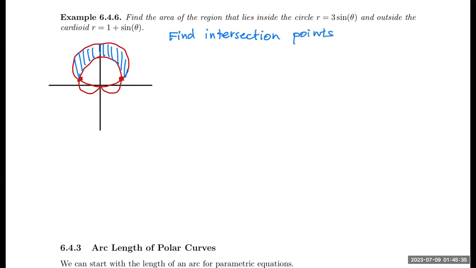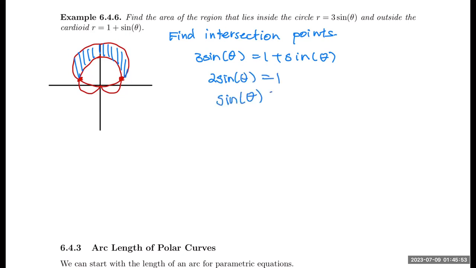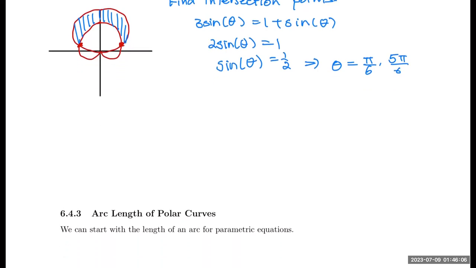So we have to set the two functions equal. So we have 3 sine theta equal to 1 plus sine theta, being 2 sine theta equal to 1, sine theta equal to 1/2. And so that means theta is pi over 6, or 5 pi divided by 6, which is the one that we have calculated earlier. So that means what we had to integrate this.